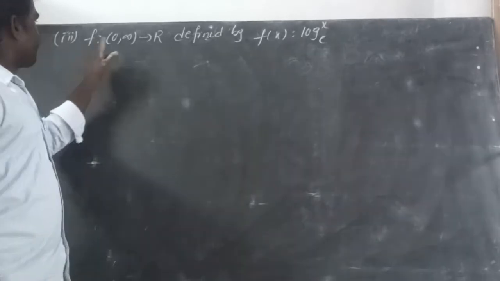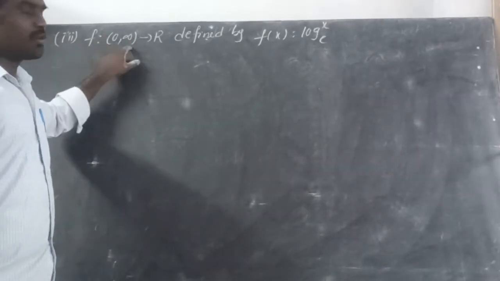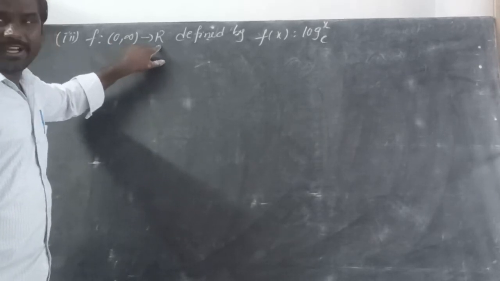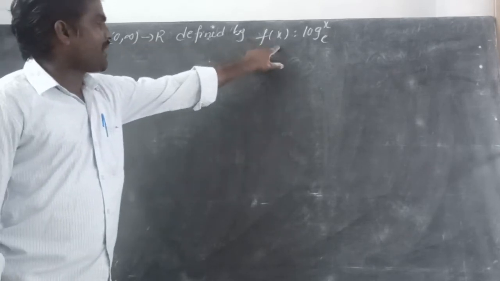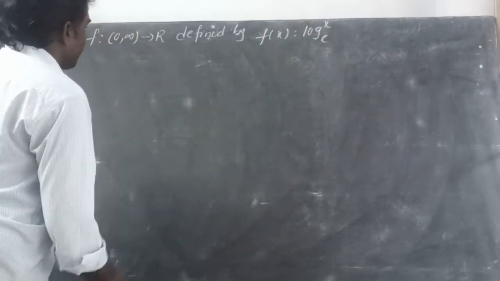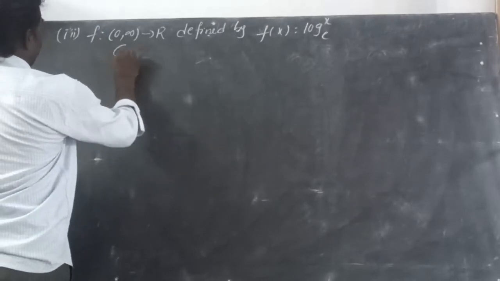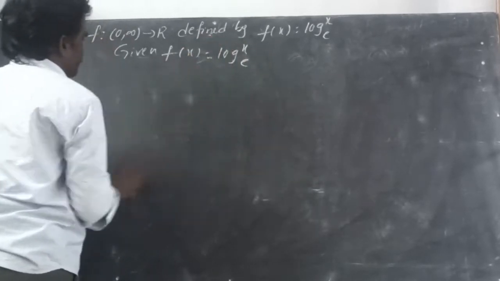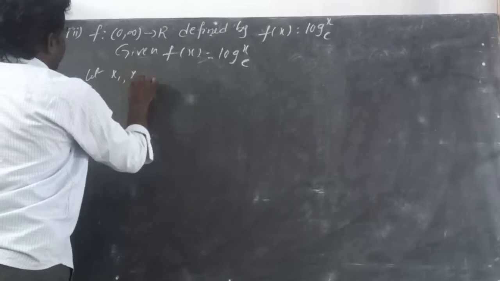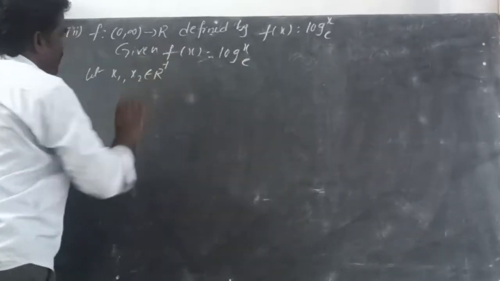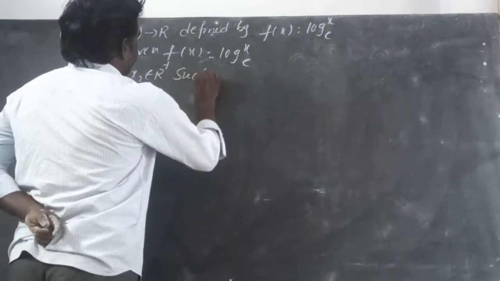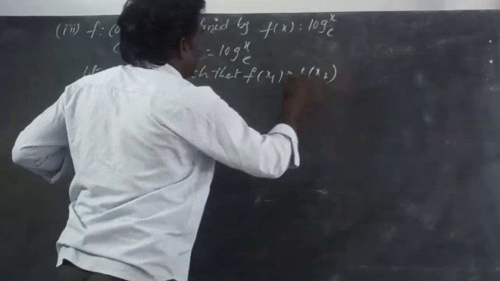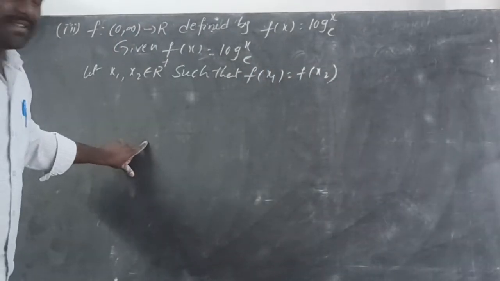Next one. f from 0 to infinity, the domain is 0 to infinity, that means the positive real numbers, to R, the codomain, real numbers, defined by f of x is equal to log x base e. So given f of x is equal to log x base e, let x1, x2 belong to positive real numbers such that f of x1 is equal to f of x2. Then prove that x1 is equal to x2. Then the function is an injection function.